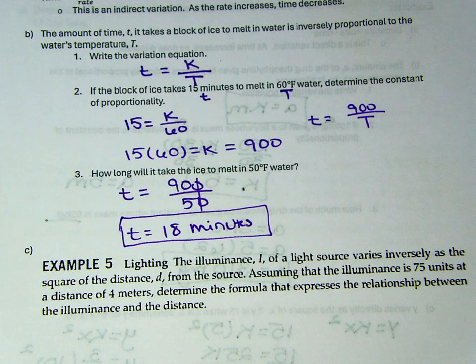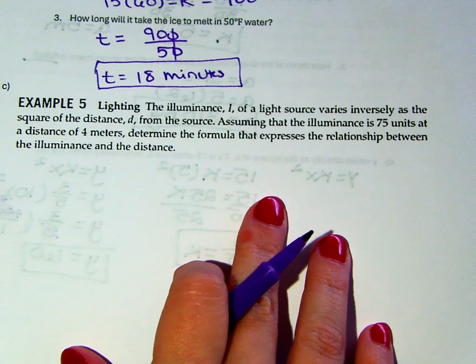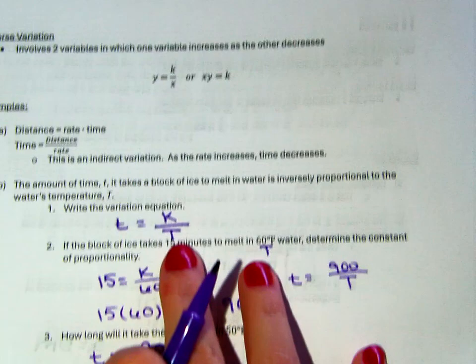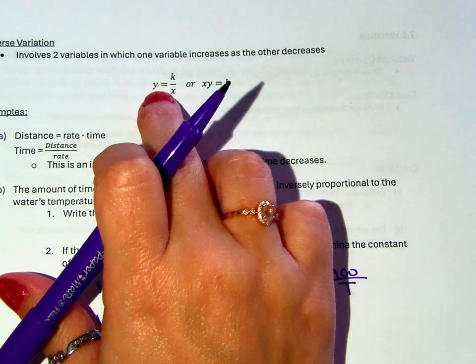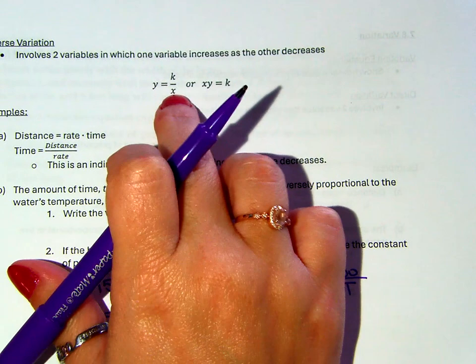All right, let's do another example. This is a lighting example. It says the illuminance, or capital I, of a light source varies inversely as the square of the distance d from the source. So again, this one's following suit kind of like our last set of examples, where we're still going to use the general formula up here, but this time it tells us that the illuminance, the I, is going to vary inversely to the distance squared.